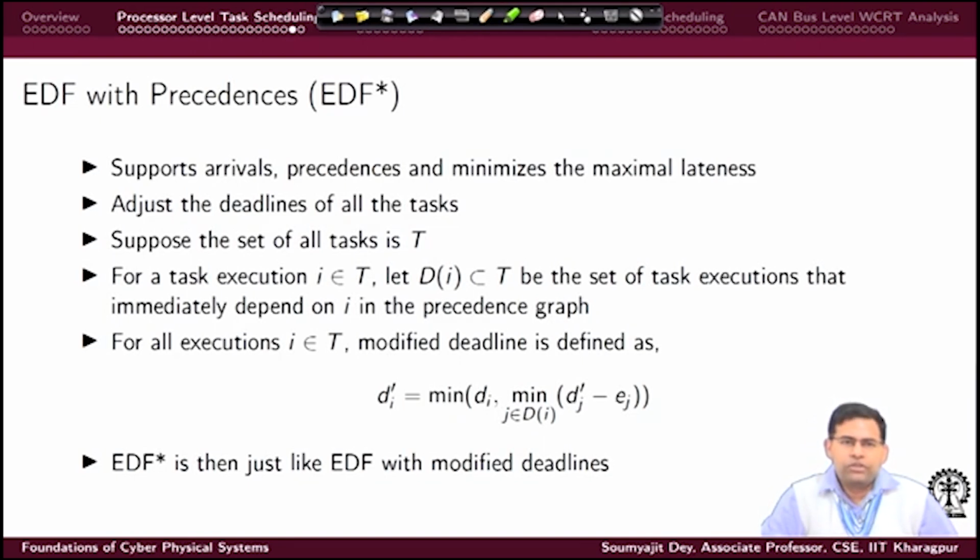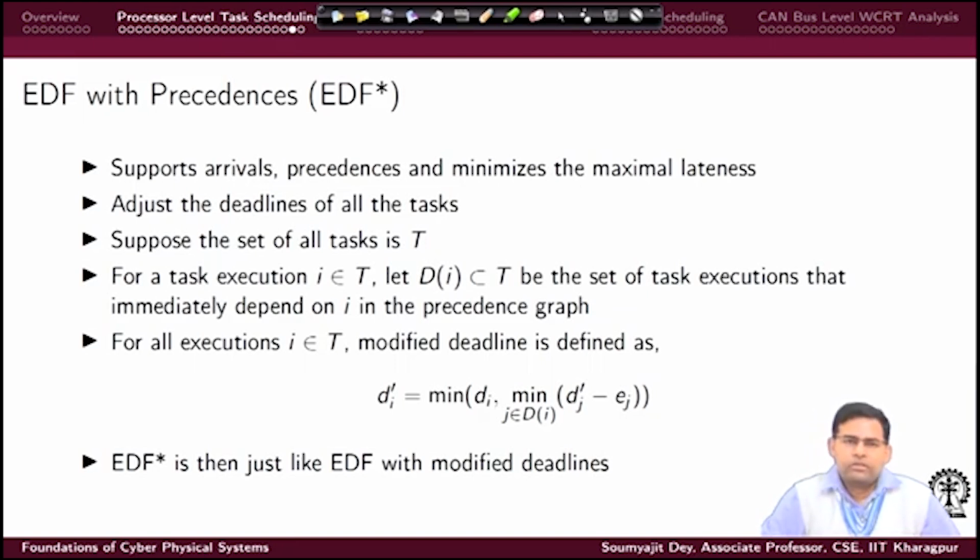So, what it does is it will recompute the relative deadline of the tasks. You have a set of tasks which are pending to execute, and some of them have arrived now, some of them may have arrived a bit earlier. What you are doing is recomputing the deadlines of the tasks with respect to their precedence constraints. Suppose right now your set of tasks is T. For a task to execute, let us say task I will execute. Let D I be the set of tasks that immediately depend on I in the precedence graph. That means once task I executes, the tasks in D I can execute.